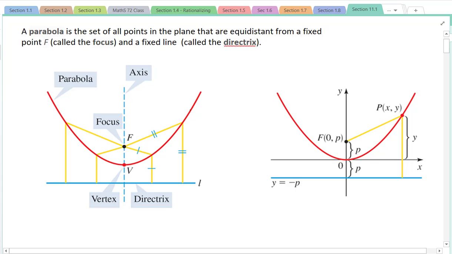Up until now, we know how to find the vertex if a parabola is in standard form. But how do we find the focus and how do we find the directrix? That's what this chapter is going to be about.